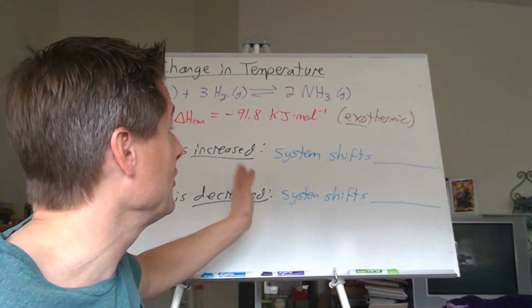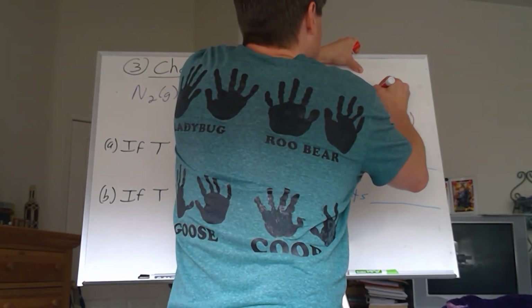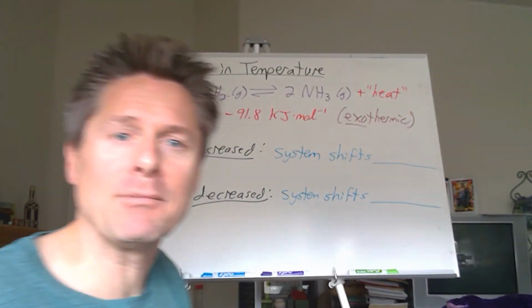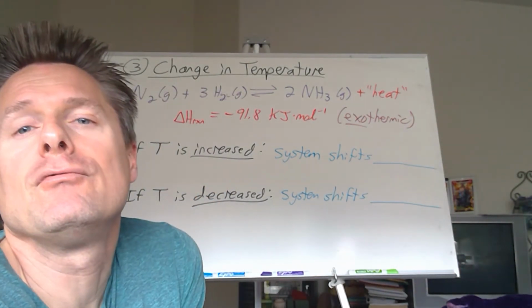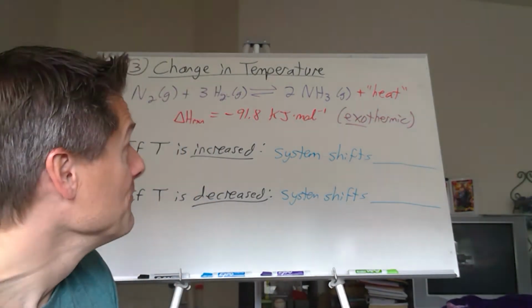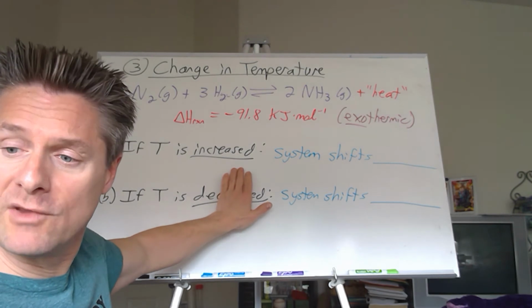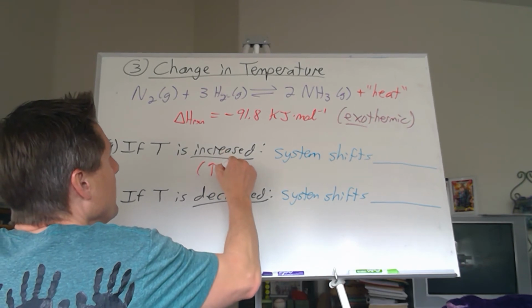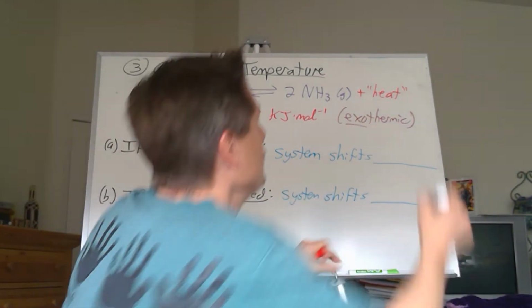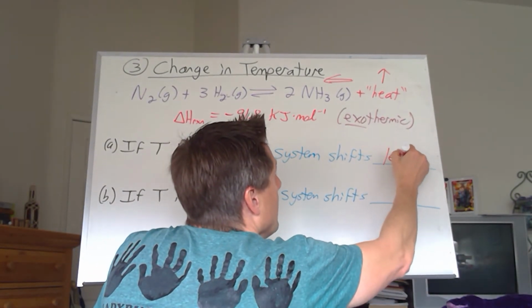If it's exothermic, I'm going to treat heat as a product. So I'm literally going to go plus heat. I'm going to write heat as an actual product, which allows us to revert back to the first type of disturbance, changes in concentrations. If that was an endothermic reaction, I put heat as a reactant. So if the temperature is increased, picture this as a quiz or test. If the temperature is increased, I'm increasing the heat. If I increase the heat, it will shift away from it. If you're increasing the concentration of heat, it's going to shift away and shift left.